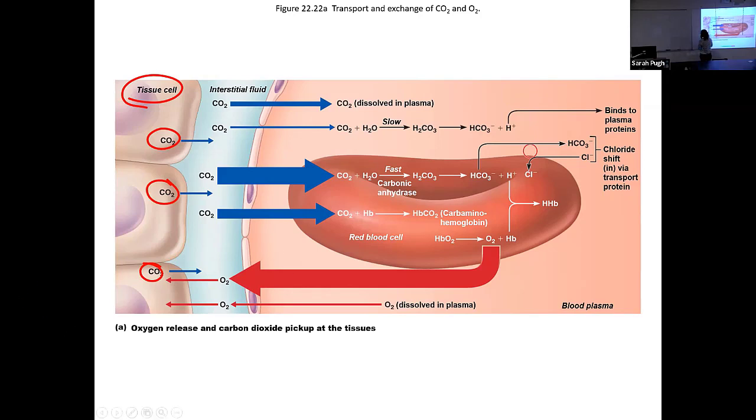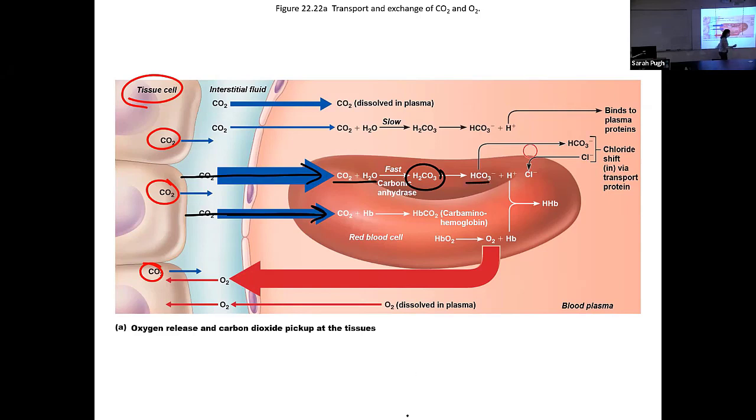Let me use a different color. We'll use black. There we go. It's going to cross from our tissues into our bloodstream. So you can see that CO2 moving into your bloodstream. And you can see here, CO2 combines with water, forms carbonic acid. It's an acid. We can't leave it like that. So it is immediately converted into, here's our bicarbonate.